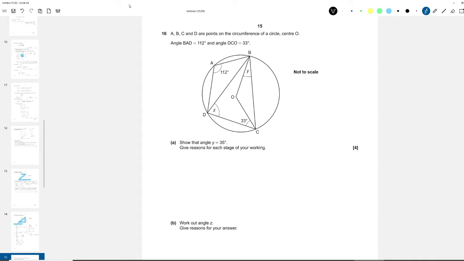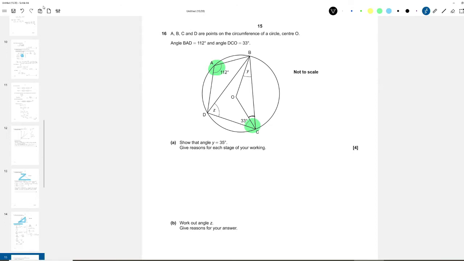So the first circle theorem that you must know is that here, this angle and this angle should add up to get 180, because opposite angles of a cyclic quadrilateral add up to 180. Okay, so a cyclic quadrilateral is a quadrilateral inside a circle. So we need to work out that. So we can actually work out what this angle here is.